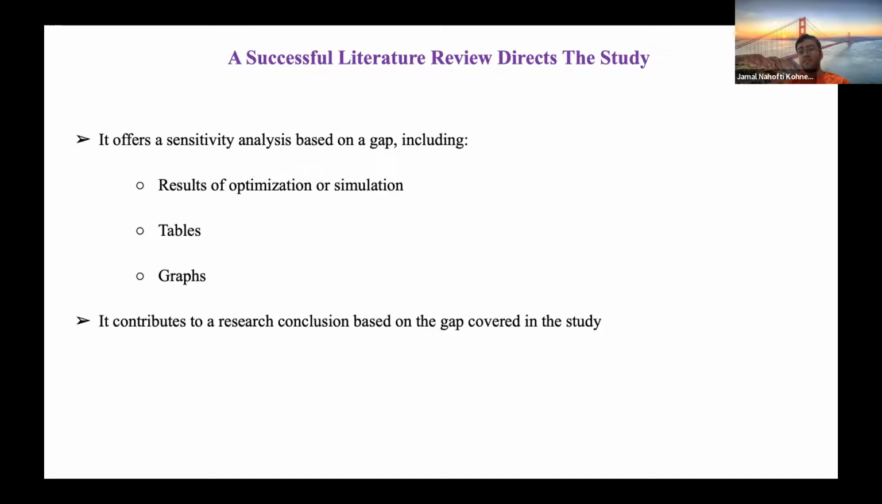Finally, we can say a literature review is successful if it has some features. The first one is that you can use the literature review results in other sections of your report, your thesis, your dissertation, or your journal paper. So you can show the results based on the gap and the contributions you want to use in the literature review, and also the tables and graphs in other sections such as sensitivity analysis and results of your paper.